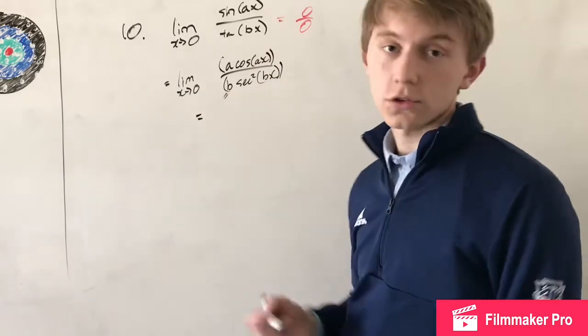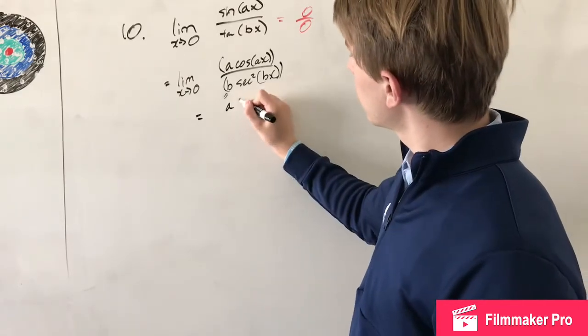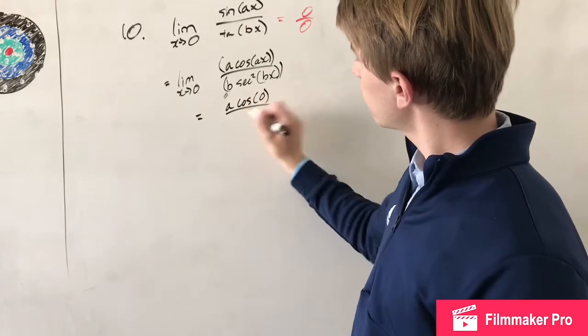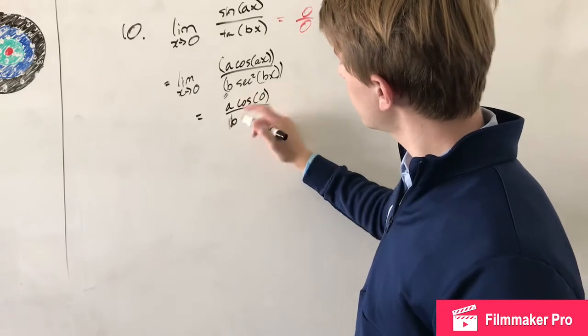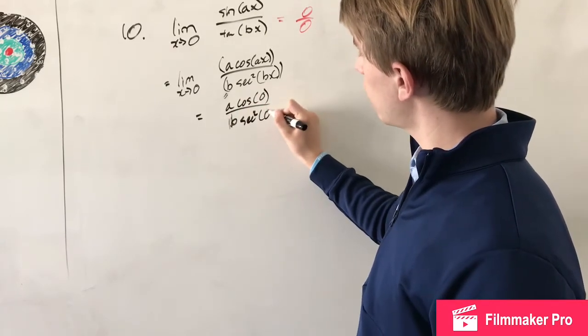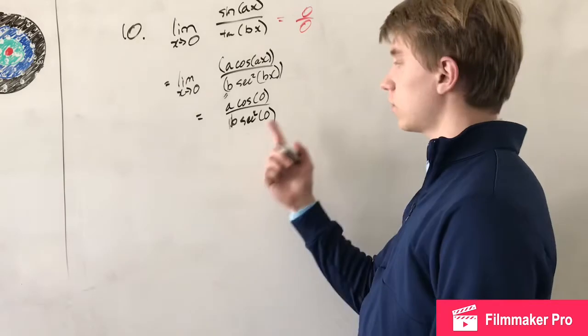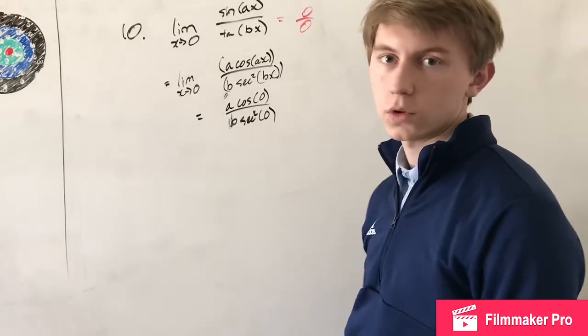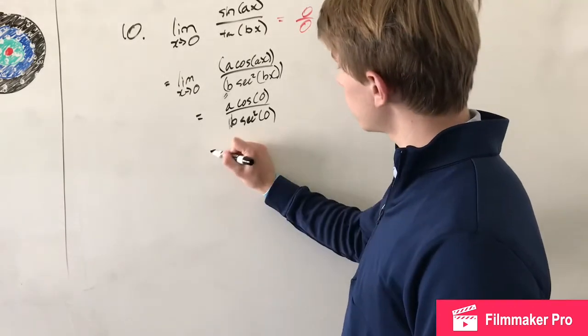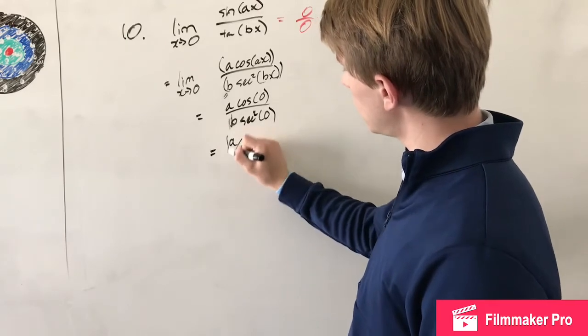And you can plug in 0 to these because we get a cosine 0 over b secant squared 0. And cosine of 0 is 1, and secant squared 0 is 1 over 1 squared, which is 1. So the answer is a over b.